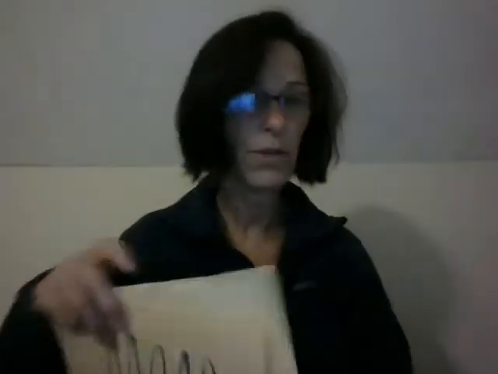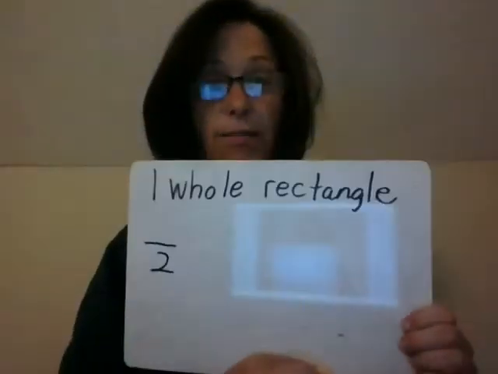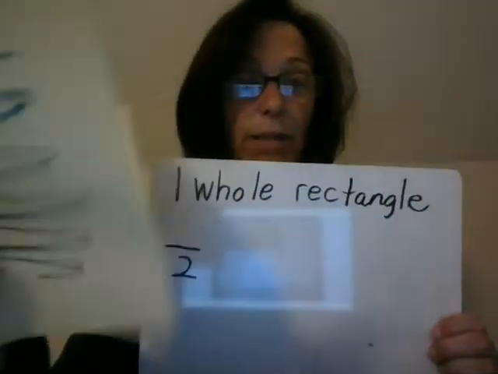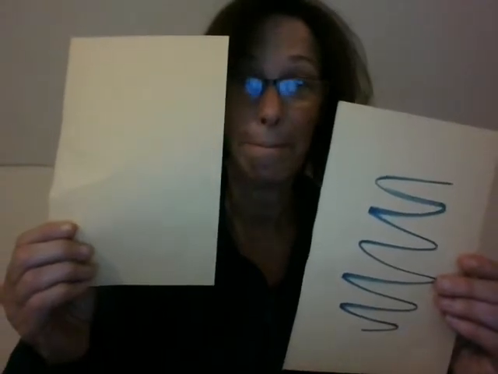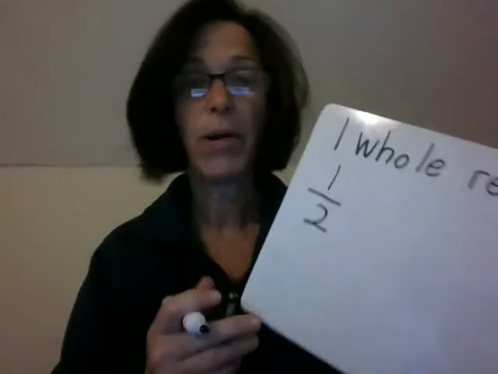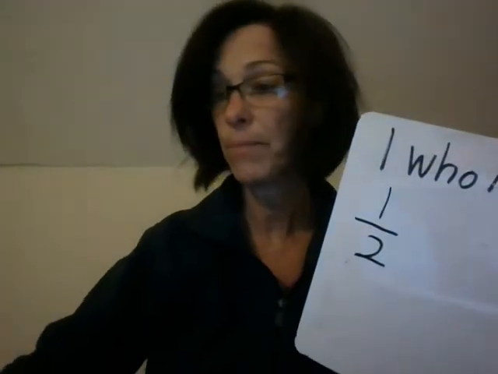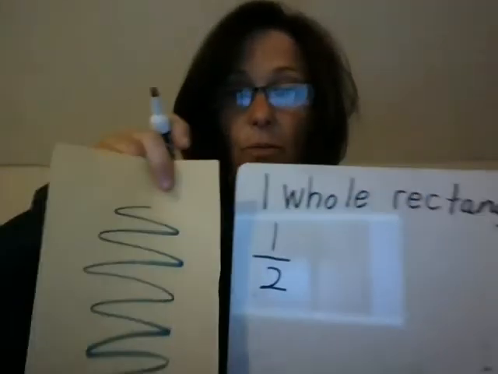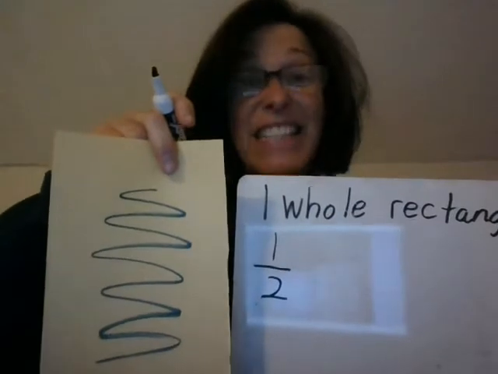Now my next question is, I can't hold all this up at one time. I have 2 parts, right? 2 parts. You see them. My question to you is, how many parts have color on them? 1 part, right? So I would put a 1 up here for the part that was colored, and I would say 1/2 of my rectangle is colored.